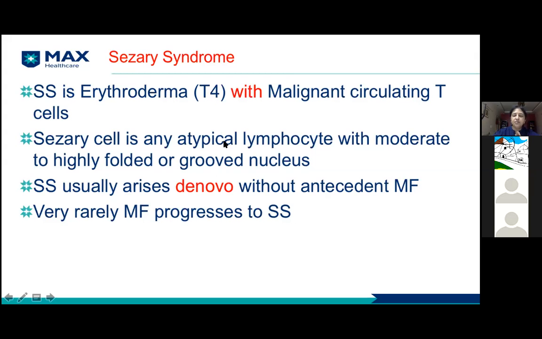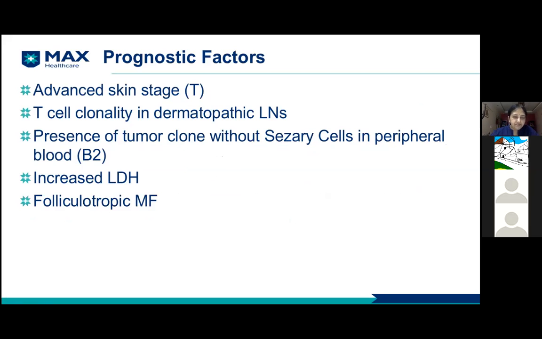Sézary cell is an atypical lymphocyte with folded or grooved nucleus, and usually it arises de novo. There is no history of antecedent mycosis fungoides. It starts on its own. It is extremely rare that mycosis fungoides progresses to Sézary syndrome. I hope I'm clear that Sézary syndrome patients will have a presentation with Sézary syndrome and it will not be a progression of mycosis fungoides.